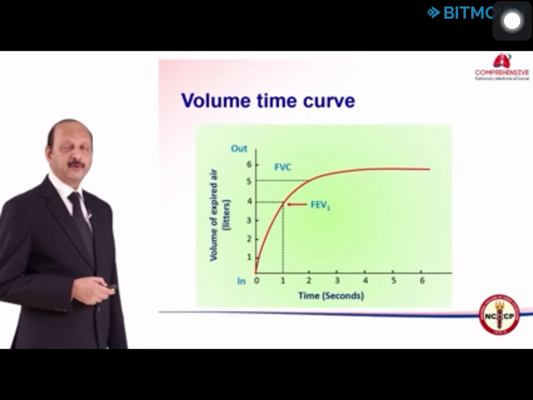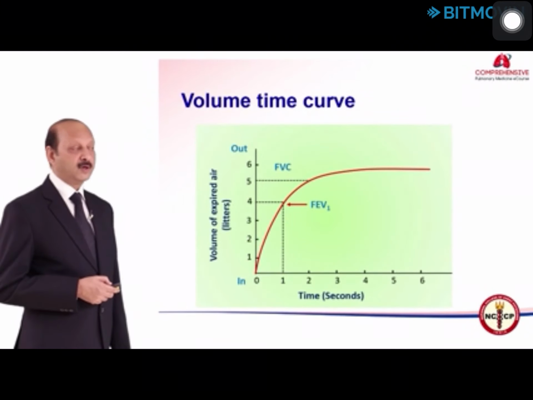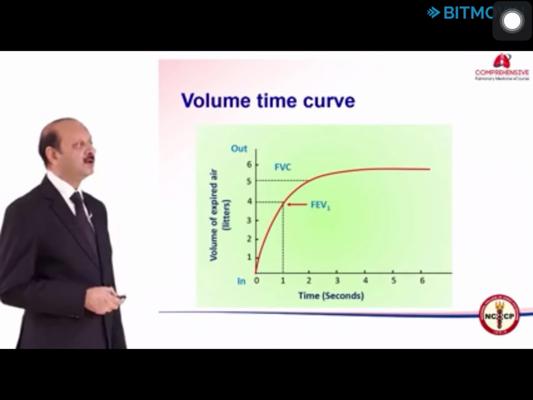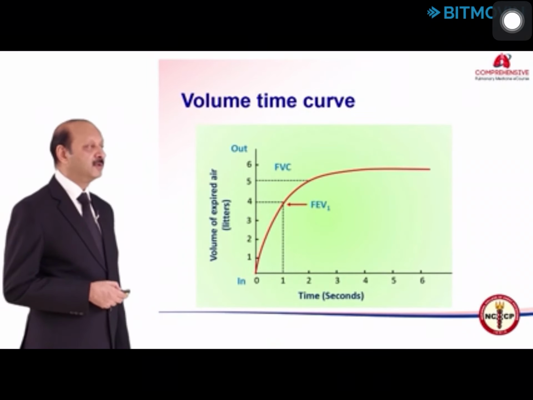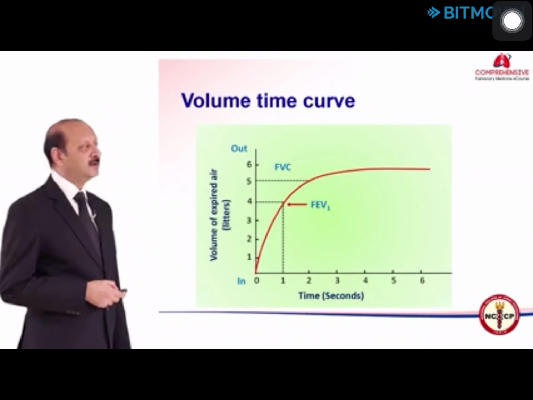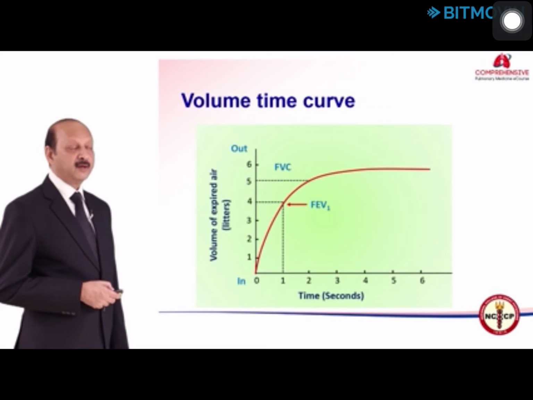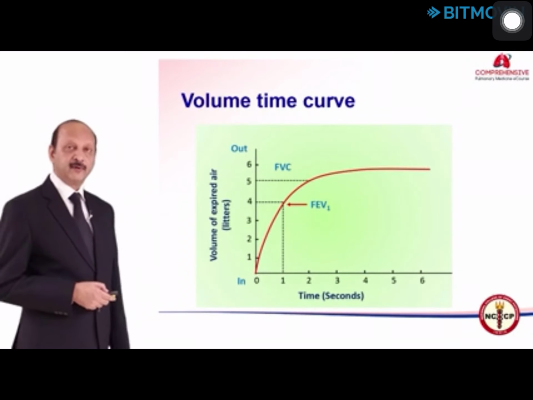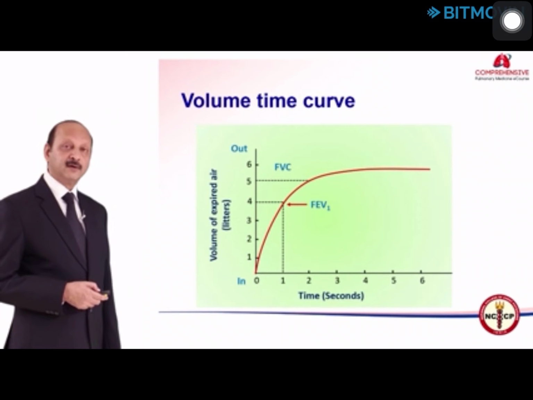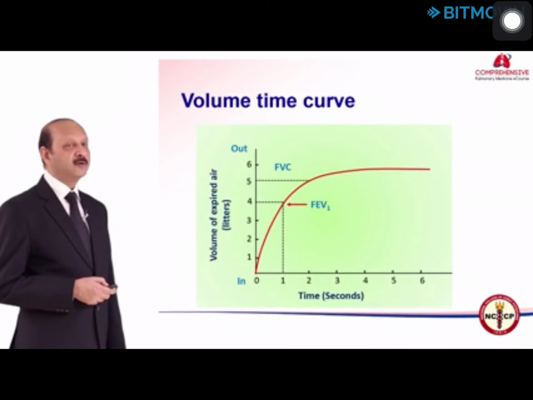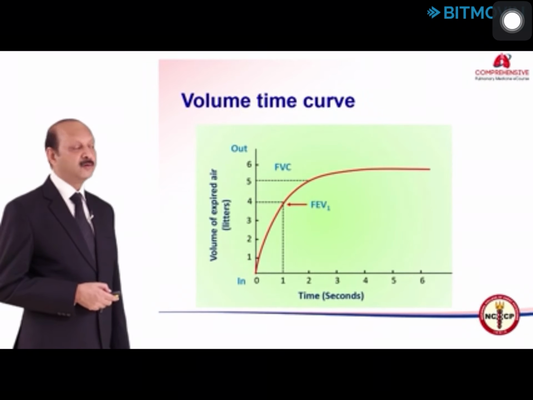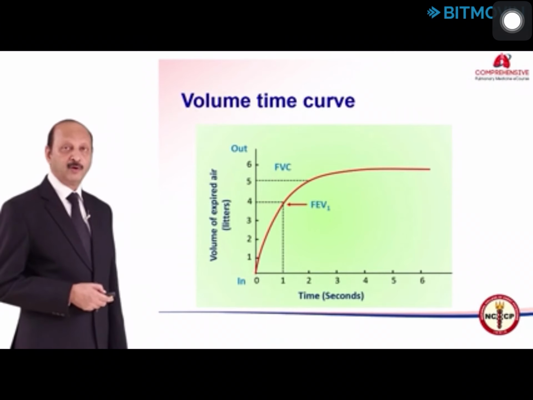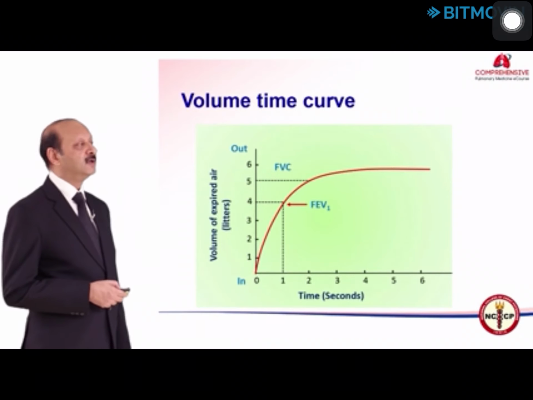We represent these spirometric values in two graphs. One is the volume time graph, where the volume is represented on the y-axis and the time is on the x-axis. As the patient goes on exhaling, we measure against time what volume is coming out. Some amount of volume will come in the first second, then in the second second, then third second, fourth second, and whatever is coming out in the first second, that is FEV1. Whatever is coming out, the total volume where the plateau is reached, that is called forced vital capacity.